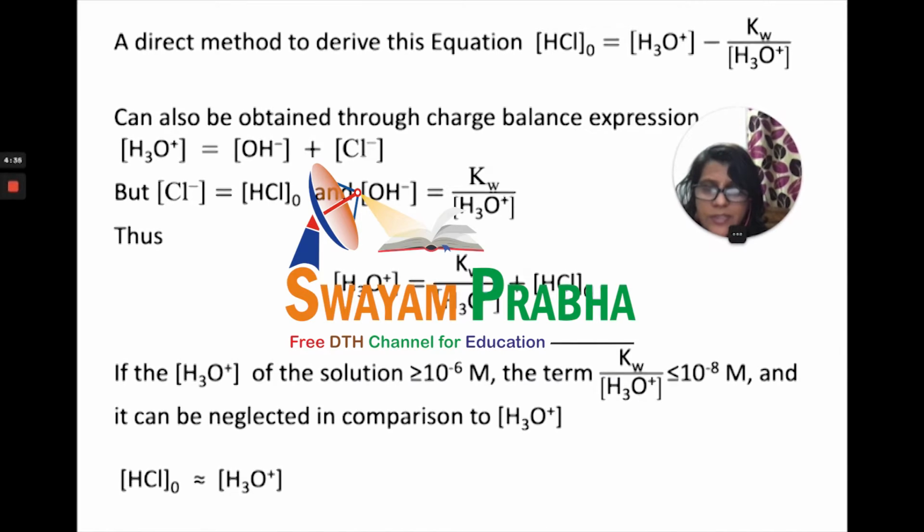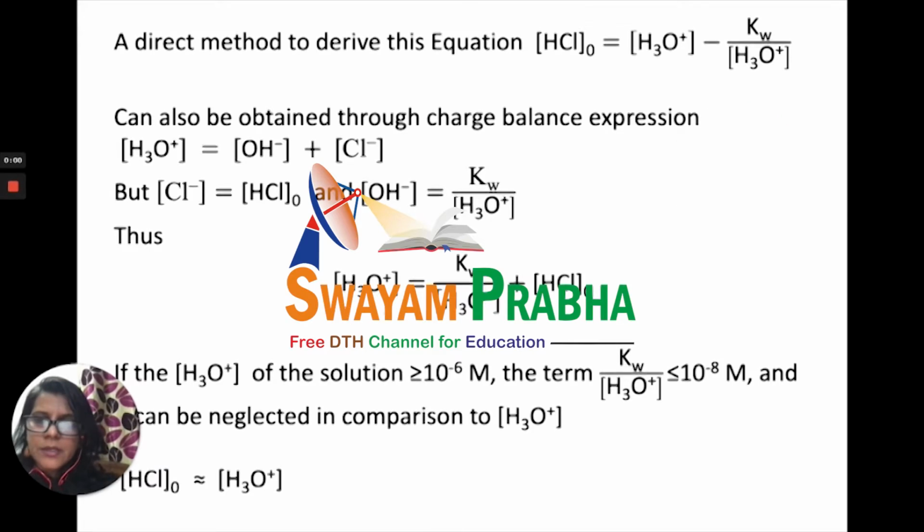And it has the same implication, that the H3O plus is getting contribution from two places: from the dissociation of the acid and from the dissociation of the water. Therefore, if the H3O plus of the solution is greater than 10 to the power minus 6 molar, the term Kw upon H3O plus is less than 10 to the power minus 8 molar, and it can be neglected in comparison to H3O plus. So HCl naught, the initial concentration of HCl, is approximately equal to the H3O plus.